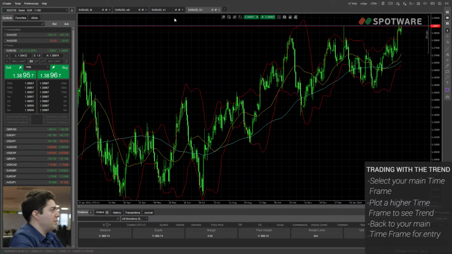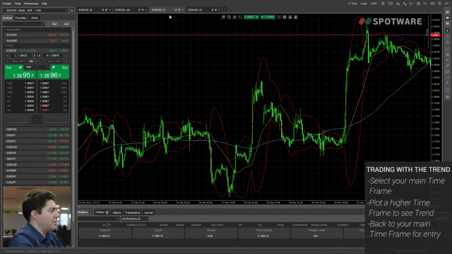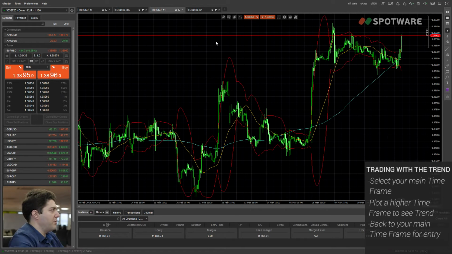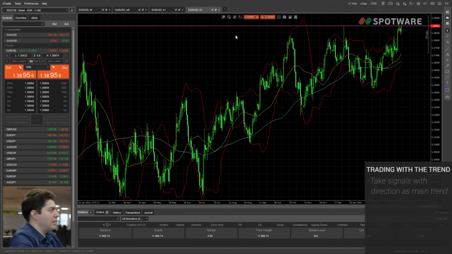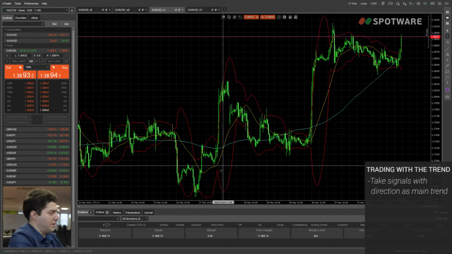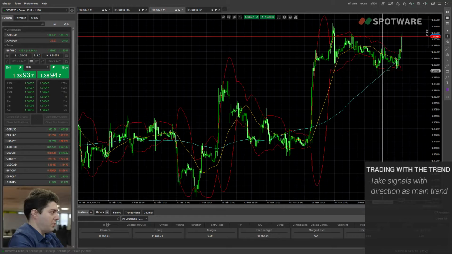So what we're doing is, if our 1 hour chart is our main chart for our trading frequency, we get the long term from the daily chart, and we only take the long signals in our 1 hour chart.